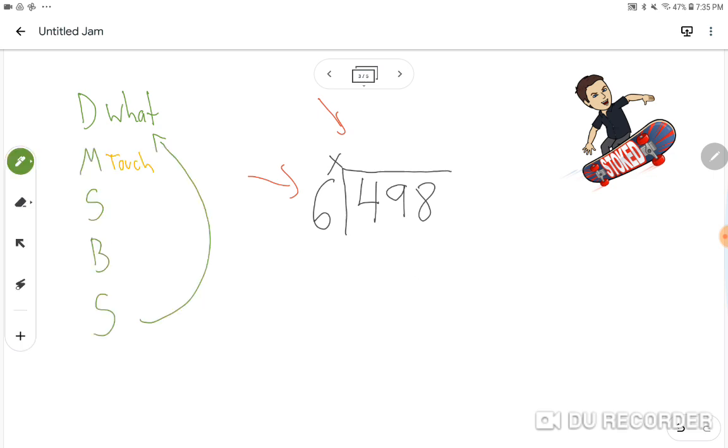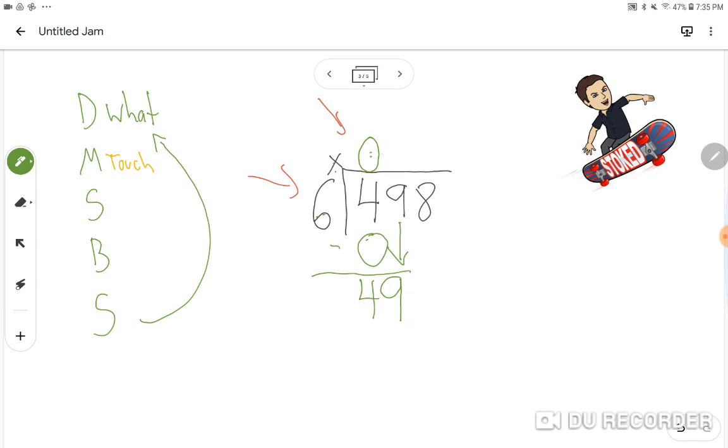Okay, you should have tried this problem on your own. First question is, how many 6's go into 4? The answer is 0. Don't be scared to put it. I didn't even pick up my pen. I go 0 times 6 is 0. It doesn't equal 4. It equals 0. Subtract. 4 take away 0 is 4. Bring down, remember, only one number at a time. I'm going to bring down my 9, and we start over.